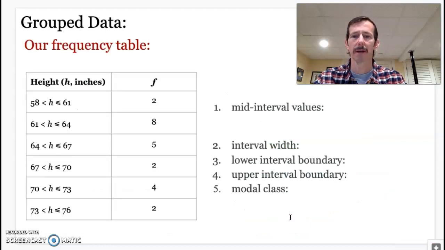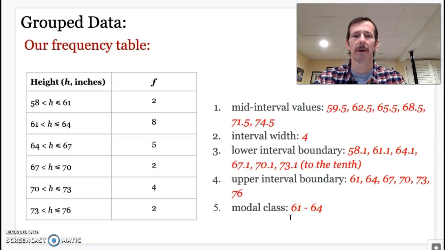If I look at our data, the mid-interval values would be what is right in the middle of this, 59.5. What is right in the middle of this? 62.5. Right in the middle of this, 65.5. My interval width is 4. And the lower boundary, you could go to whatever decimal you want, but I'm not including 58, so capturing a person of height here would be 58.1 inches up to 61 inches, and that's where I would stop with my upper boundary. And the modal class, which of these classes has the biggest group of individuals? There's 8 here, and that's your 61 to 64 inch class.